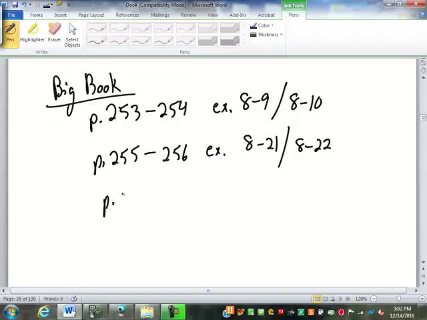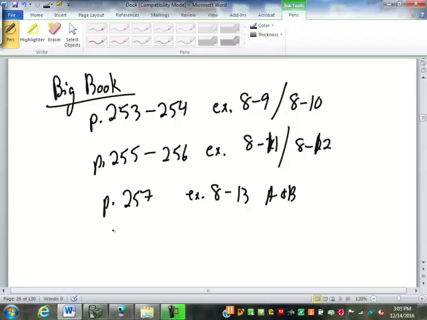Then we're going to go to page 257, exercise, this should be 8-11 and 8-12, not 21 and 22. I got a misprint on my paperwork here. So on page 257 is exercise 8-13. That's going to be A and B.